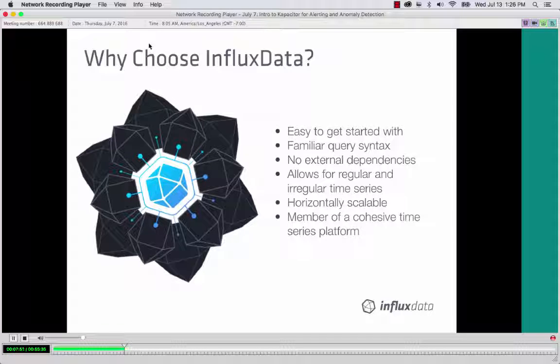And the final thing that I want to highlight is that we are a cohesive time series platform. Questions that we get all the time are, why did you build Telegraf when collectd exists, or statsD, or Graphite? Or why would you build Kapacitor when Spark exists, or Sensu, or all of these other things? And the answer is we don't intend to replace those tools. If you're using those tools, we integrate with those tools.